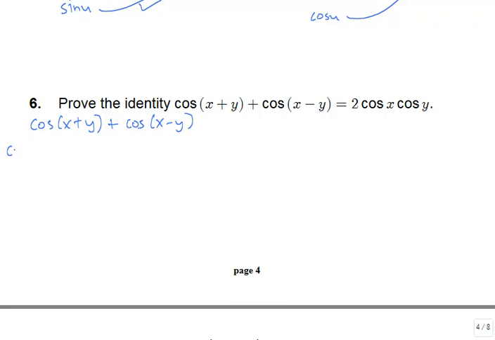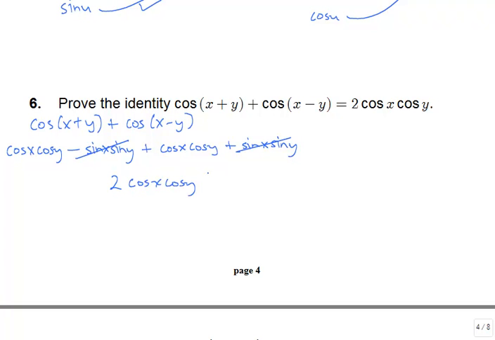So for cosine, it's cosine of the first, cosine of the second, minus sine of the first, sine of the second. And then for this difference, it's cosine of the first, cosine of the second, plus sine of the first, sine of the second. And those sine x's and sine y's cancel out, and these two are like terms because they're the same, so if we add two of them together, we're going to get 2 cosine x's, cosine y's. And that's what we wanted, so we got it.